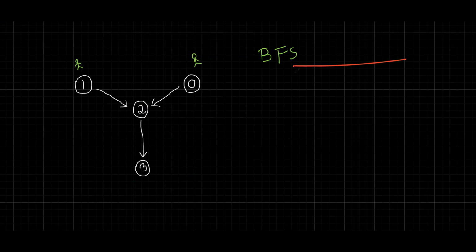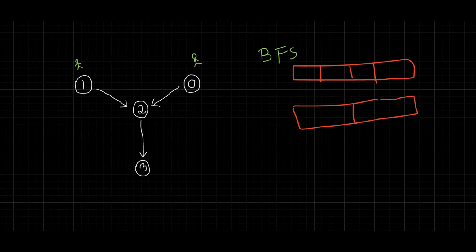Now the question is, how can we implement this? We can take two arrays, each of them having 4 cells. Now let's start the first BFS. Let's start the BFS from node 0. So here, the distance of node 0 will be 0. Now from 0, we will go to node 2. So the distance will be the distance of 0 plus 1, which is 1.